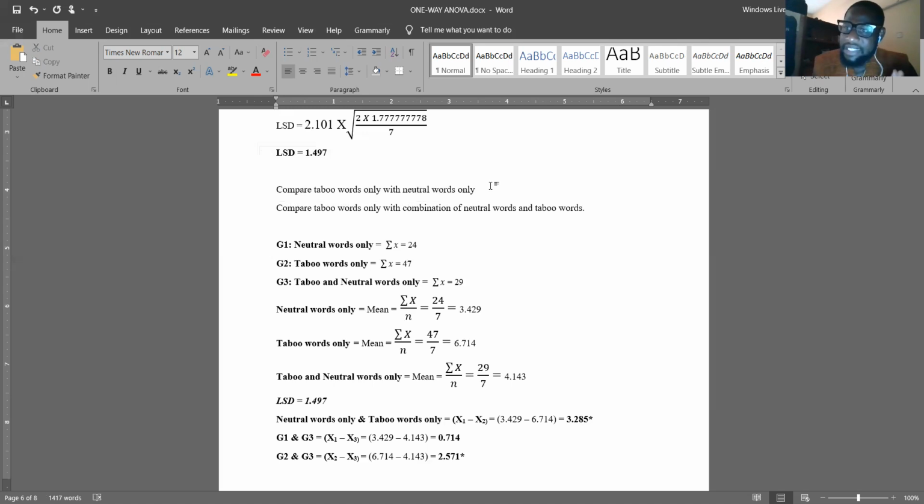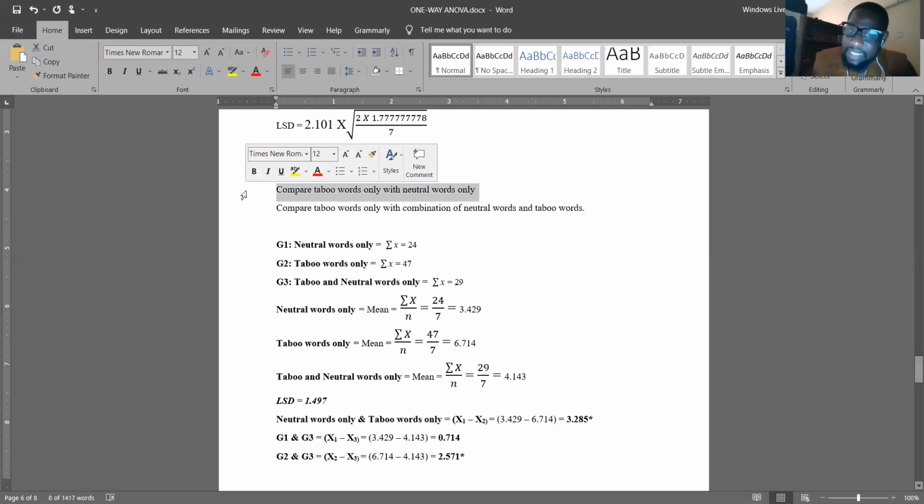You know, the researchers indicated that participants in taboo words only will commit more errors than neutral words only, and also commit more errors than those in both neutral and taboo. So right now we know that participants in taboo words only committed more errors than neutral words only. Let's find out about taboo words only and those in both nature of words.